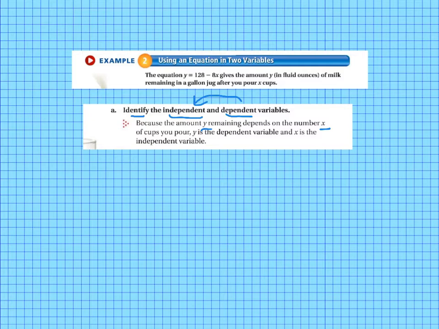It says because the amount y remaining depends on the number x of cups you pour, y is the dependent variable, and x is the independent variable. So if you pour a certain number of cups of milk, then that determines how many cups are remaining. So that's why y is dependent. It's dependent on how many cups of milk you pour.